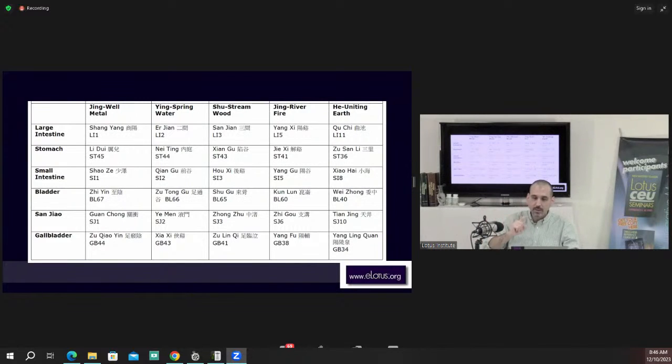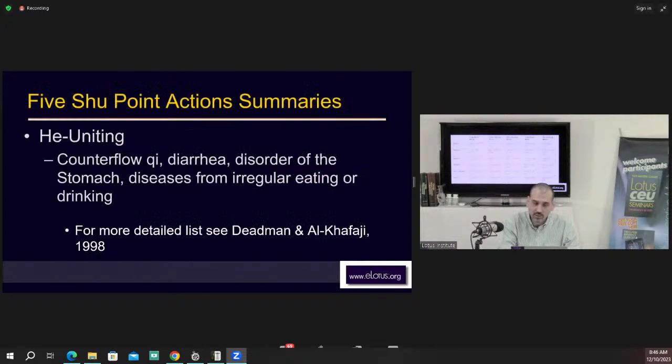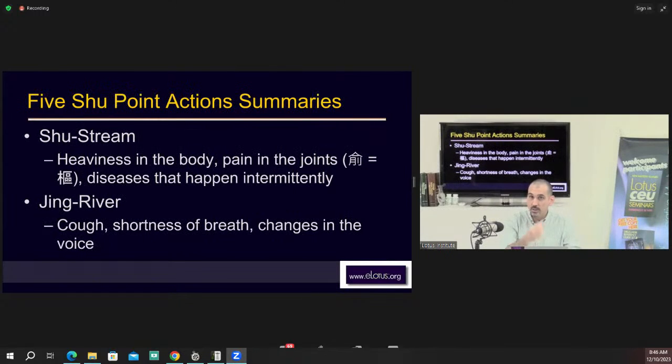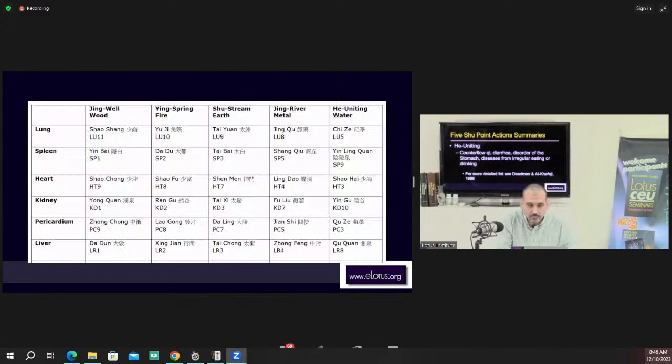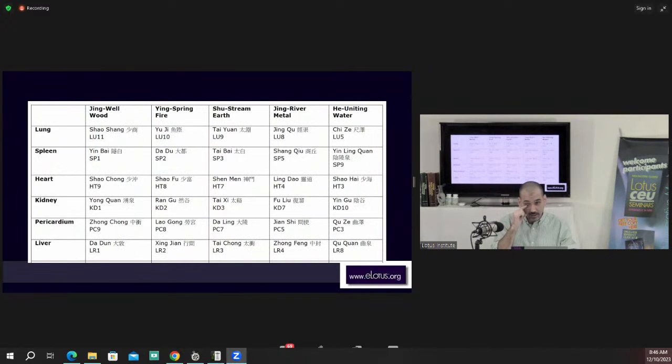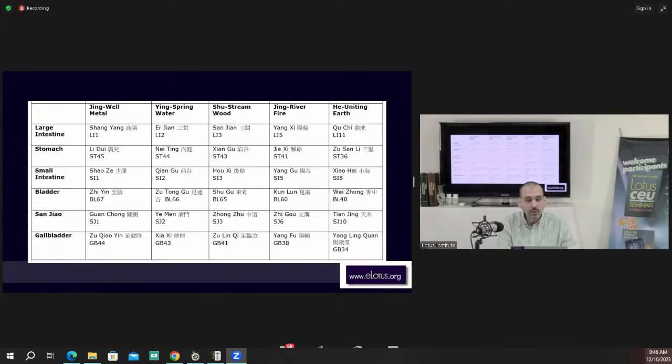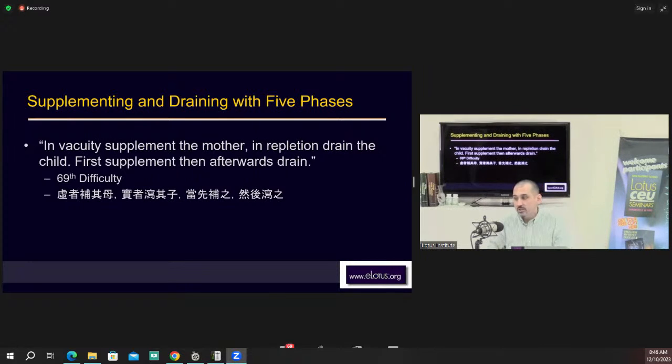Okay, now, what is one of the other ways we can use the Jingyin Shujing He points? So we saw that we have specific functions for the Jingyin Shujing He points. We can have this idea of using them to give a movement of some sort that resonates with one of the 5 phases. We can also use them at a very fundamental level for things like supplementing and draining.